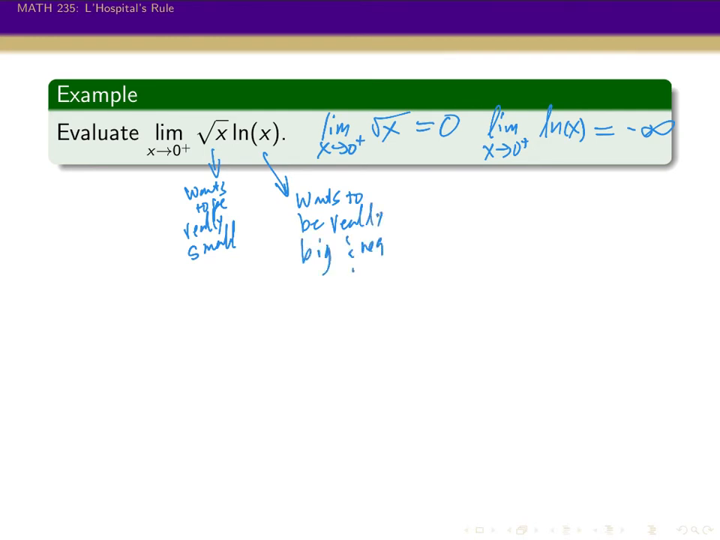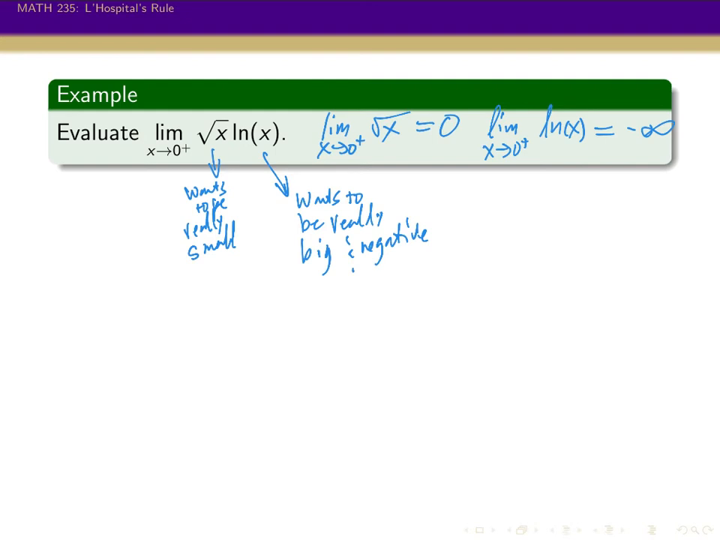So we have this tension here between these two functions, where square root of x is trying to send this limit to 0, but natural log of x is trying to blow this up and take it off to minus infinity. And so this is really the idea of an indeterminate form. Just looking at this, I can't decide whether square root of x wanting to be small is going to win, or whether natural log of x trying to be really big and negative is going to win.